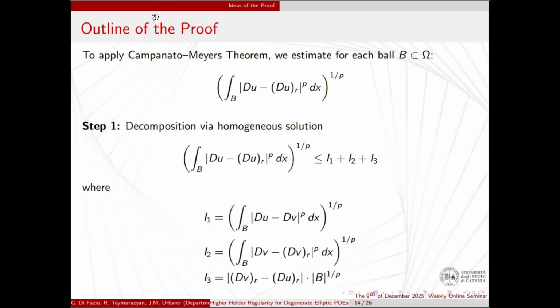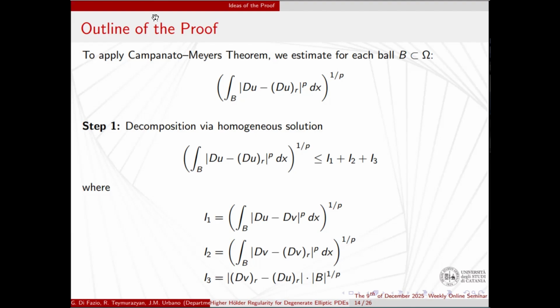So now we try to prove the C1 alpha regularity for our solution. And the idea is to stay close to the solution to the homogeneous problem. According to Campanato-Meyer's characterization, our technical goal is to estimate this quantity. If we show that this quantity as a function of R goes to zero in an algebraic way, then essentially we have the result.